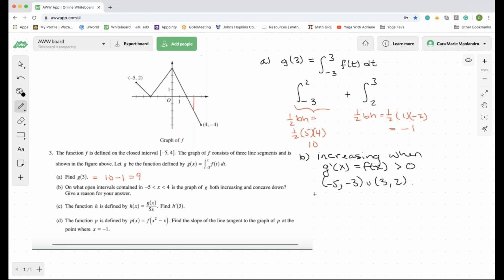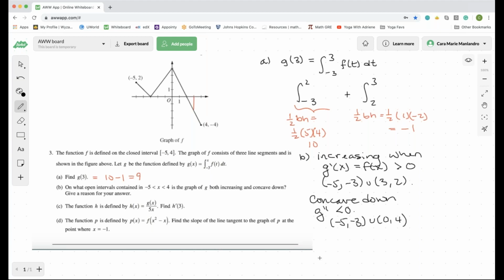Now concave down. This is when g double prime is less than 0. So we want pieces where the slope of the line tangent to the graph here is negative. It looks like we're going to be concave down on the piece from -5 to -3. This next part is positive, so that would be concave up. Then it looks like this is sloping down all the way from 0 to 4.